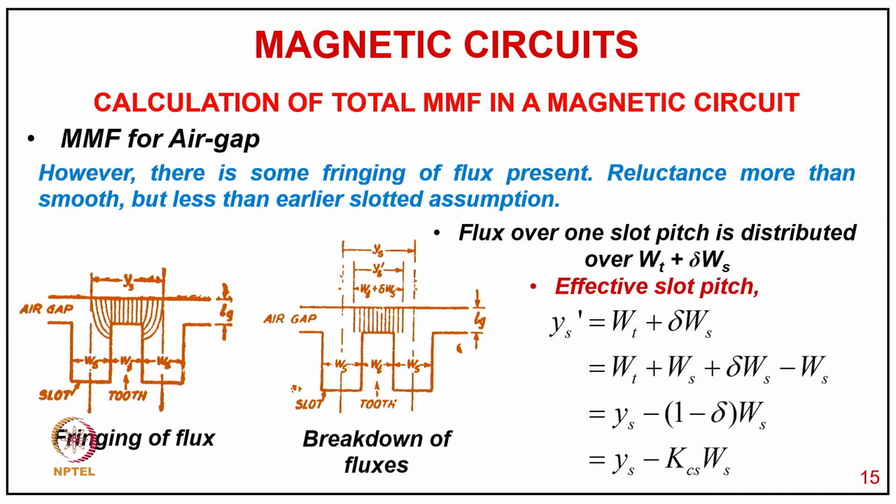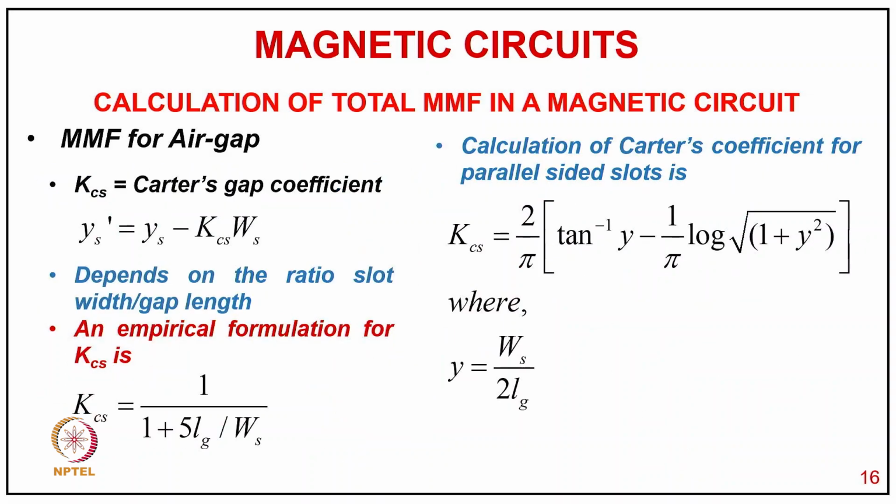However, there is fringing of the flux, so the reluctance is more than for a smooth armature, but less than the earlier slot assumption. So the flux over one slot pitch is distributed over Wt plus sigma Ws. So the effective slot pitch will be Ys dash equal to Wt plus Ws plus sigma Ws minus Ws, so Ys dash equal to Ys minus (1 minus sigma) Ws, or equal to Ys minus Kcs into Ws, where Kcs is a kind of Carter coefficient or Carter gap coefficient.